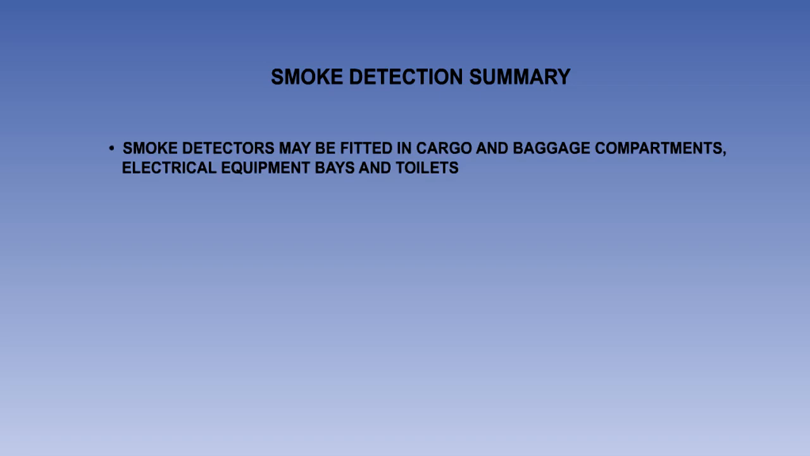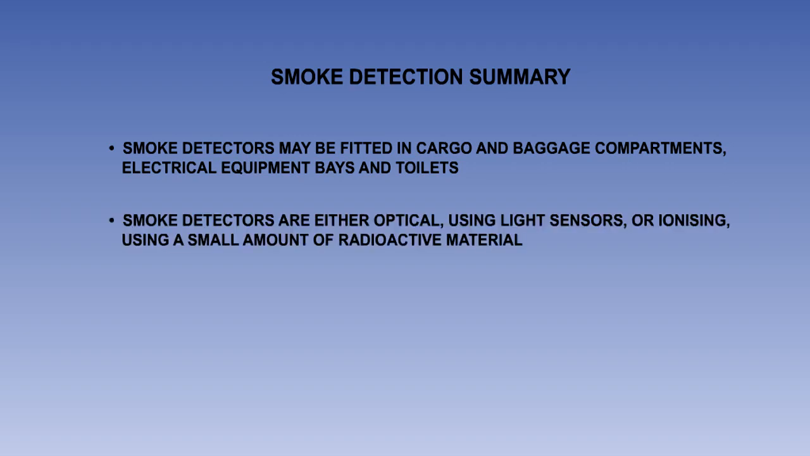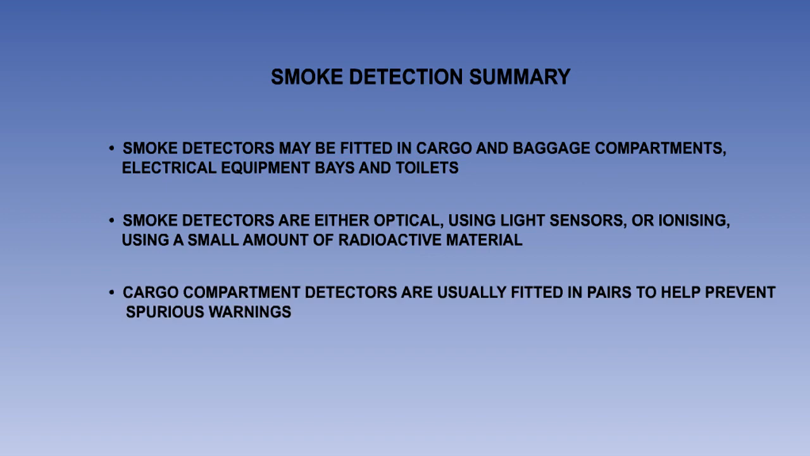That is the end of the lesson. Here is a summary of the main points. Smoke detectors may be fitted in cargo and baggage compartments, electrical equipment bays, and toilets. Smoke detection sensors operate on one of 2 principles. They are either optical, using light sensors, or ionizing, utilizing a small amount of radioactive material. Cargo compartment smoke detectors are usually fitted in pairs to help prevent spurious warnings, both detectors needing to sense smoke before a warning is given.